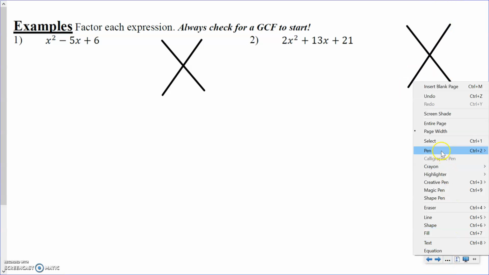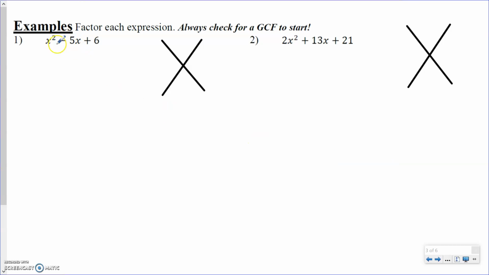Okay, and this time you'll notice that my A technically is a 1, and then my C is 6. So 1 times 6 gives me 6. My B is a negative 5. So the numbers that multiply to give me 6 are 1 times 6 and 2 times 3. This is a very common mistake.